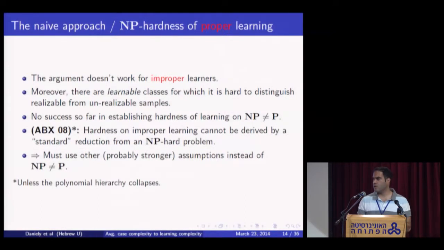And second, a recent result of Applebaum, Barak, and Xiao tells us that hardness of improper learning cannot be derived by so-called standard reductions from NP-hard problems unless the polynomial hierarchy collapses. They defined a class of standard reductions, and they show that unless the polynomial hierarchy collapses, there is no way to reduce an NP-hard problem to the problem of learning some hypothesis class. And the conclusion is that at least until some major changes happen in complexity theory, we must rely on other, possibly stronger assumptions than P is different from NP in order to prove hardness of learning problems.